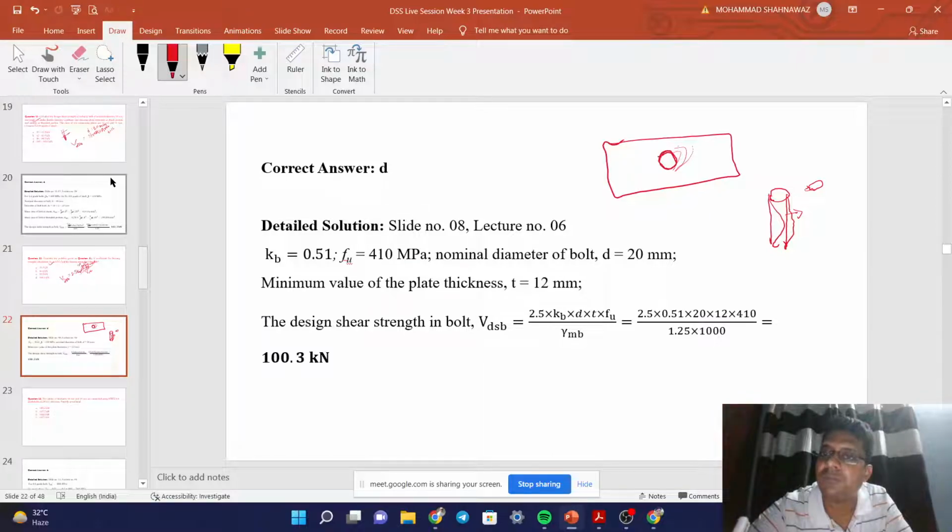Whatever the shape of the bolt, it will remain inside this hole, it will not come out from this hole. But when we consider shear failure, the bolt will cut into two pieces. So that's why we take the value of fub. But in case of bearing, the bolt will remain inside the hole, so ultimately the plate has to fail. That's why we are considering this value 410 instead of 400.